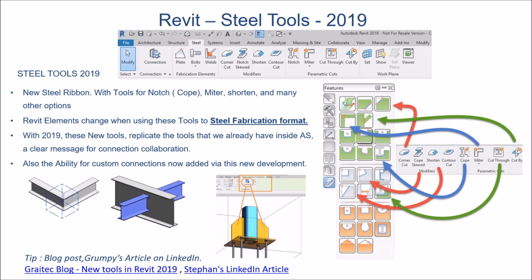A colleague of mine, or ex-colleague, I used to work with this guy at Autodesk, wrote an interesting article on it, so I put his blog link down in here, and I actually cribbed one of his images, which I put in as well today. So this also leads to what's called the steel fabrication format, which we'll come on to in a minute, which is a slight change again in how Revit deals with structural steel beams.